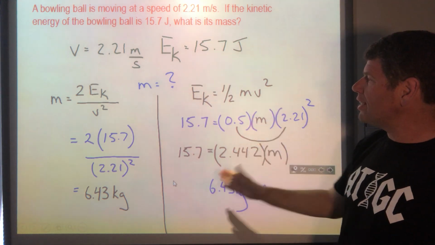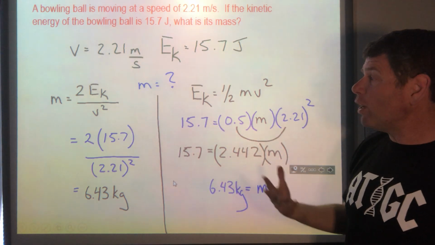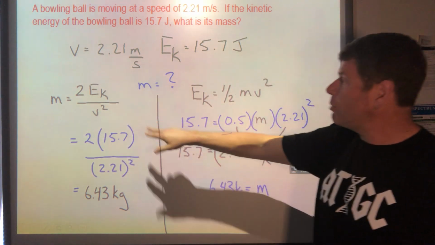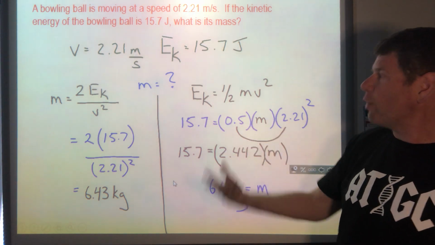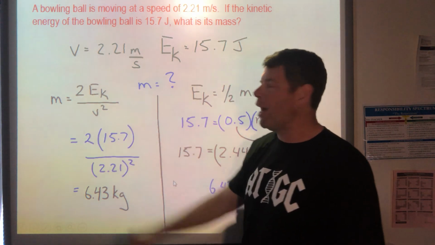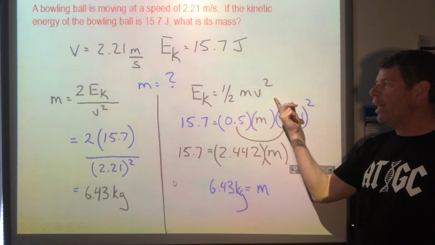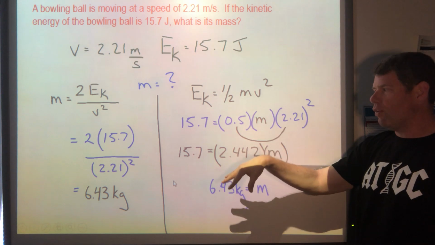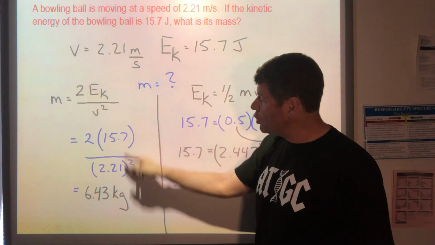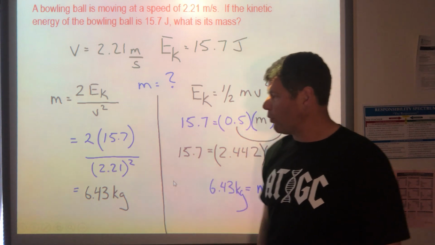Now, what I've done is split the screen to solve it 2 different ways. One way is to rearrange the formula for mass. Depending on how good you are at rearranging formulas, your formula would be the mass is equal to 2 times the kinetic energy divided by the velocity squared. So over on this side, you can see I've simply taken the values and substituted them in, remembering the square of the velocity. And if you do this on your calculator, you should get 6.43 kilograms.